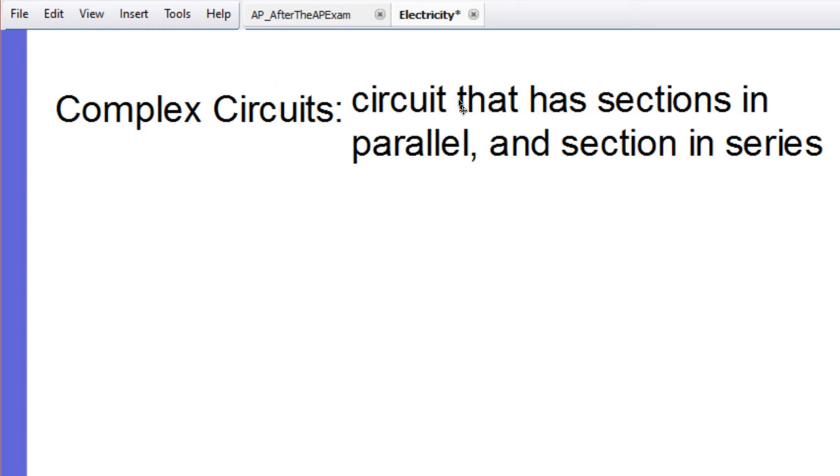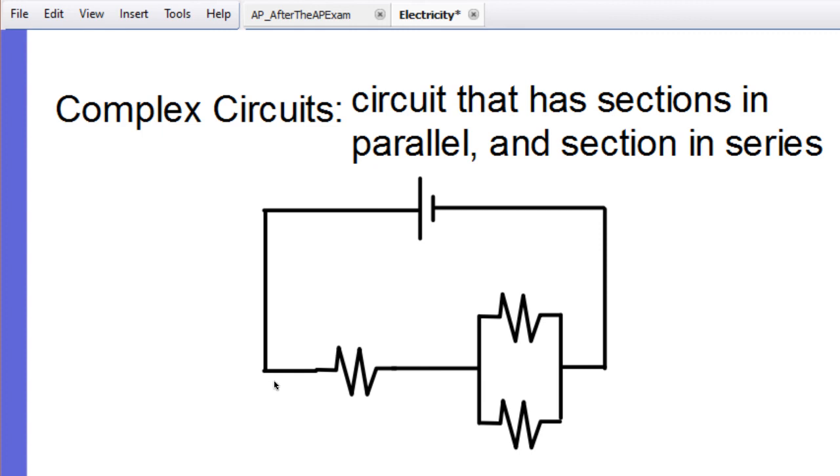This is defined as something that has a parallel section and a series section, or lots of parallel in one series, or any combination you can possibly imagine. For instance, here's a really basic complex circuit because it has a bit in parallel and then it has a bit in series. The yellow bit is in parallel and the yellow and this other resistor are in series with each other. That's what the blue shows.